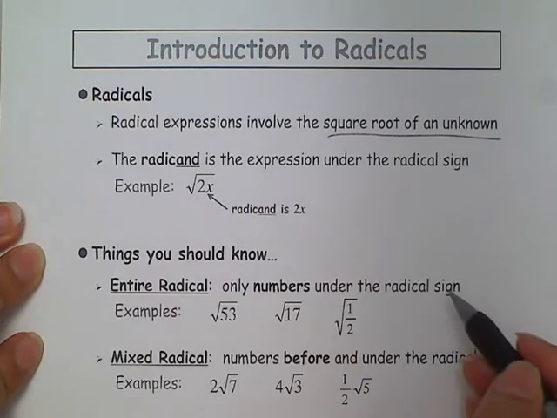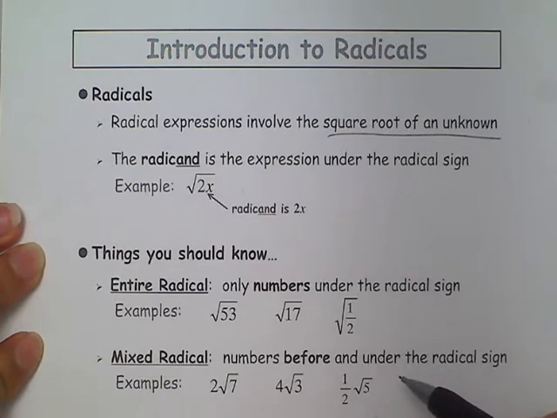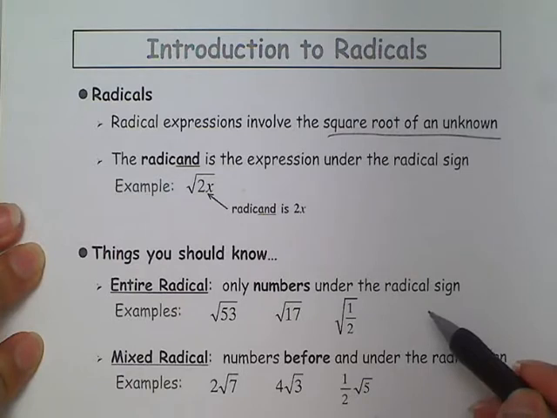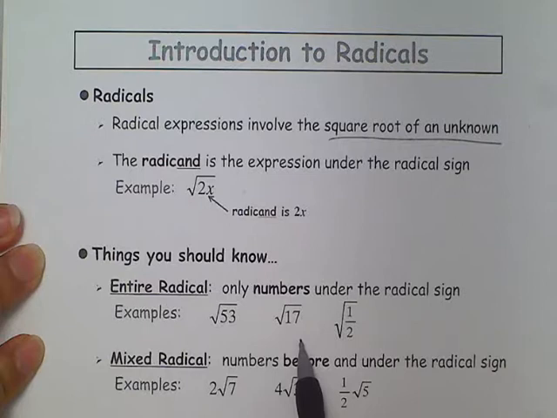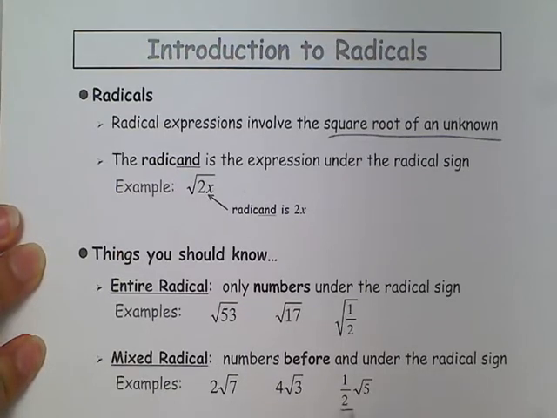Okay, some things you should know. There are entire radicals and then there are mixed radicals. Entire radicals mean that you only have numbers under the radical sign. So for example, the square root of 53, square root of 17, square root of a half. The only values that you have are numbers underneath the root sign. Mixed radicals, on the other hand, have numbers before and under the radical sign. So for example, you have 2 root 7, 4 root 3, and then 1 half root 5. So you have a number in front along with a number underneath the radical sign. It's sort of like when you're looking at improper fractions versus mixed fractions. Similar idea.